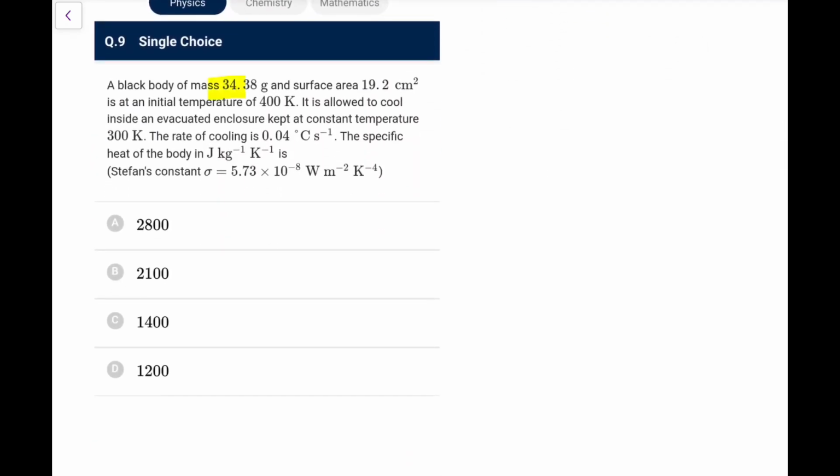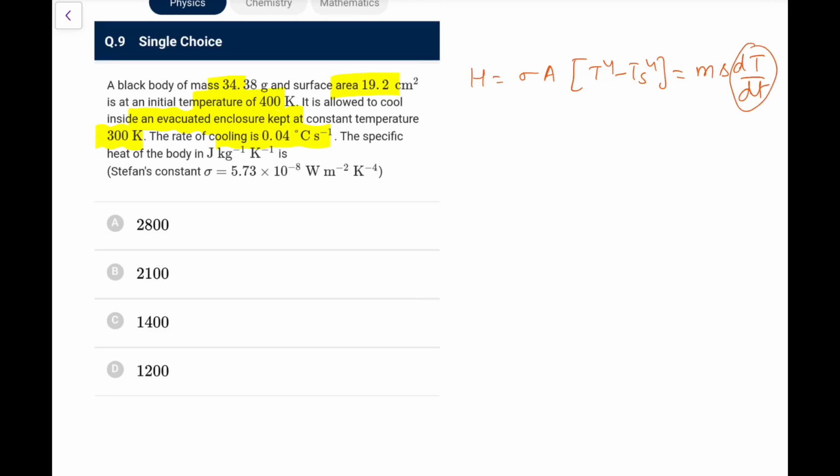Now you had a black body of this mass, surface area, initial temperature. If it is allowed to cool inside an evacuated enclosure kept at constant temperature, the rate of cooling is this, and the specific heat of the body is what? So what is the rate of heat loss? I know it is sigma, because it is a black body, A, T to the power 4 minus Ts to the power 4, and that would be equal to ms dT by dt, rate of cooling.